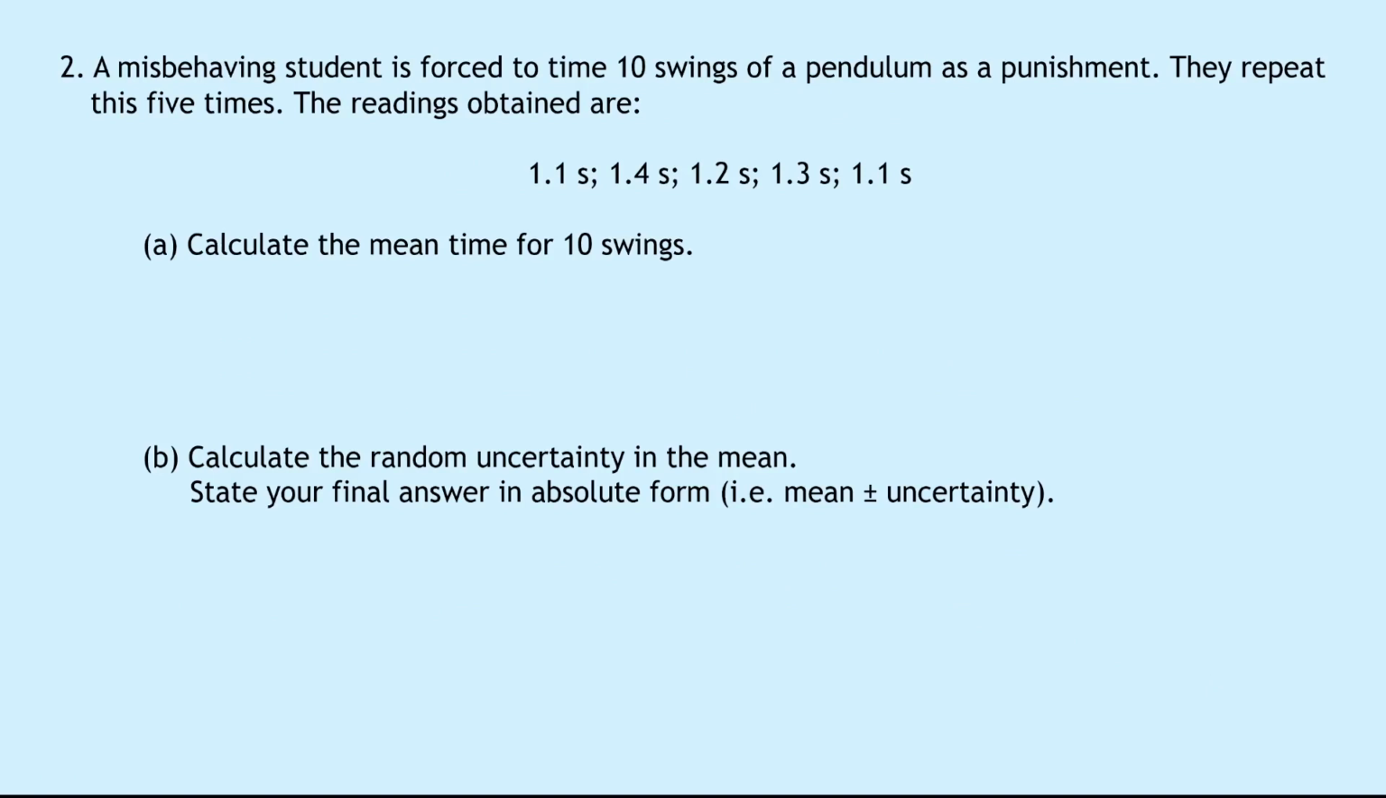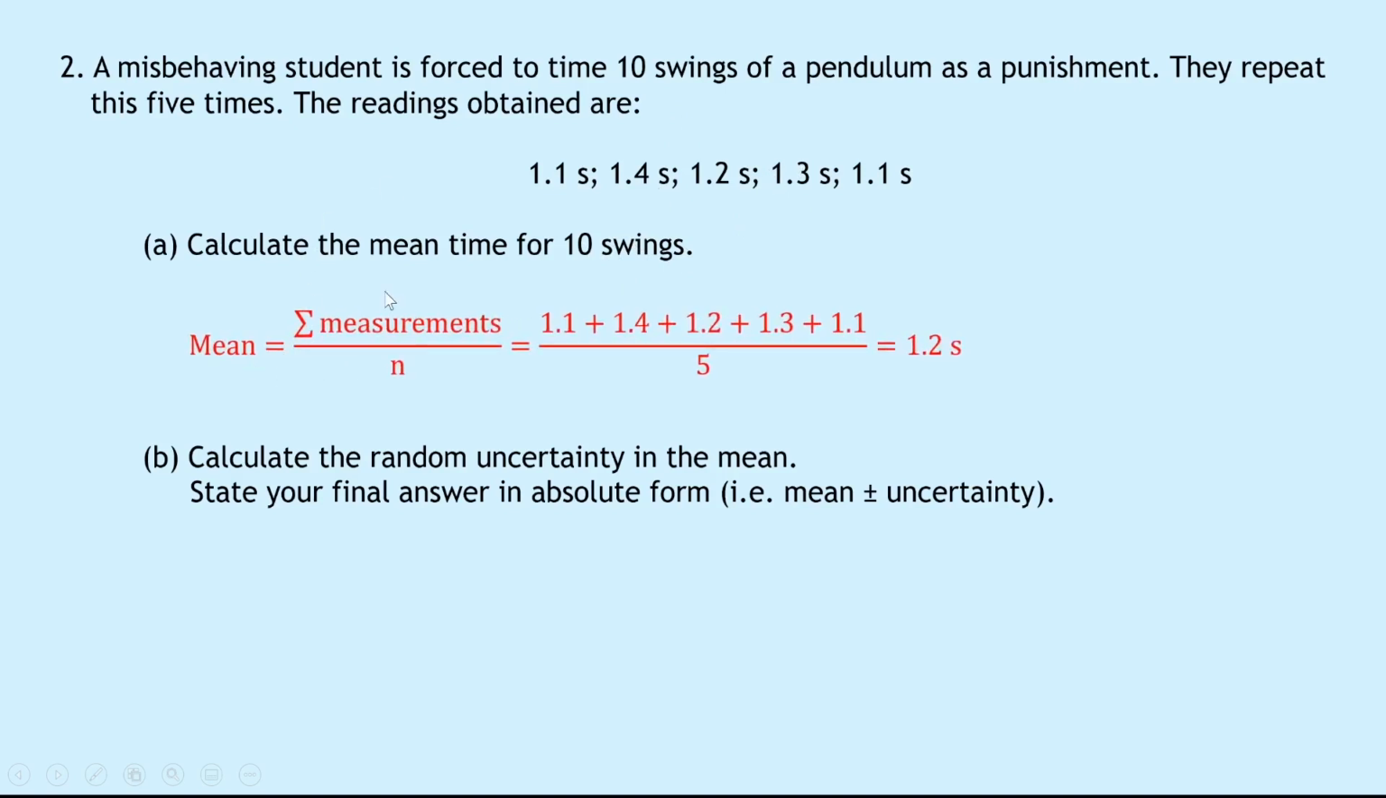Question 2 says a misbehaving student is forced to time 10 swings of a pendulum as a punishment. They repeat this 5 times. The readings obtained are these here. And it says calculate the mean time for the 10 swings. Now notice that the 10 is just kind of trying to throw you off. We don't actually need to do anything with the number 10. It's just telling us that there were 10 swings, but there's 5 results in total here.